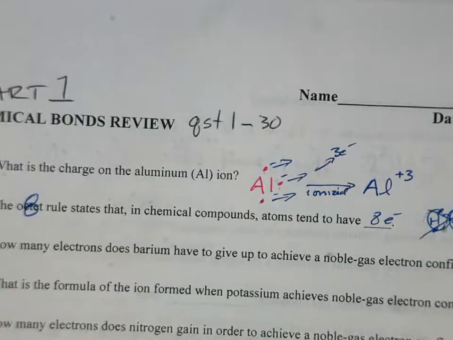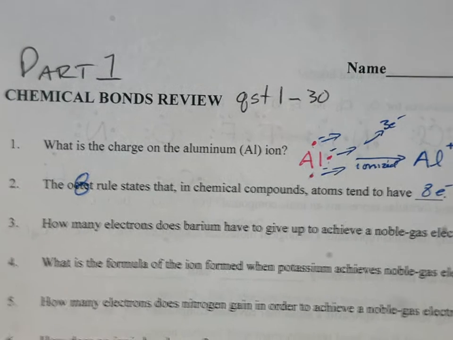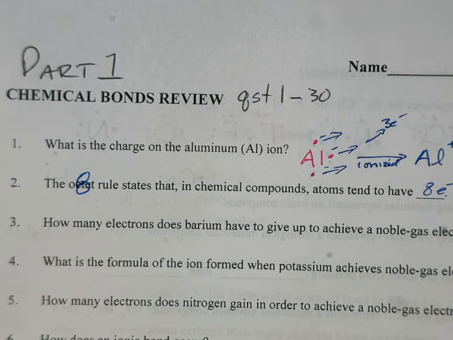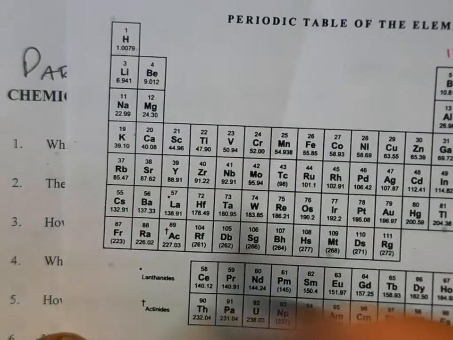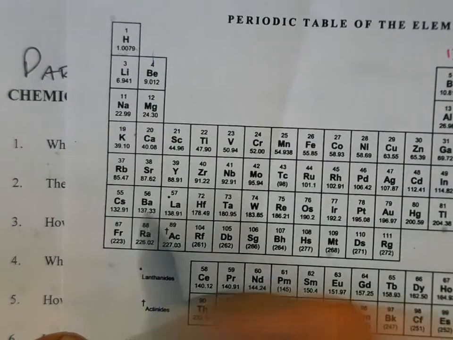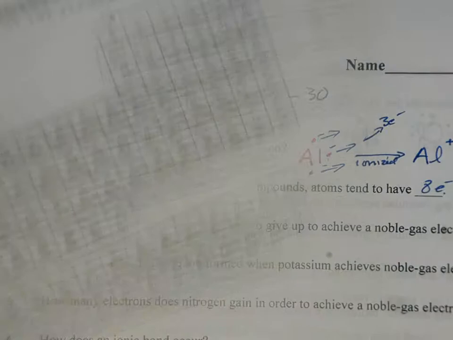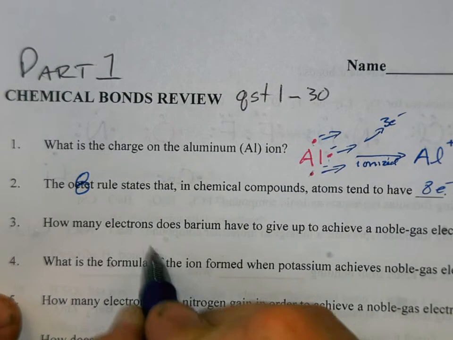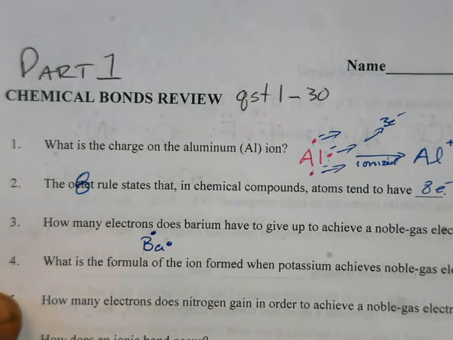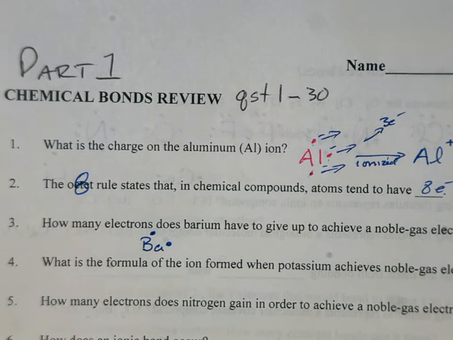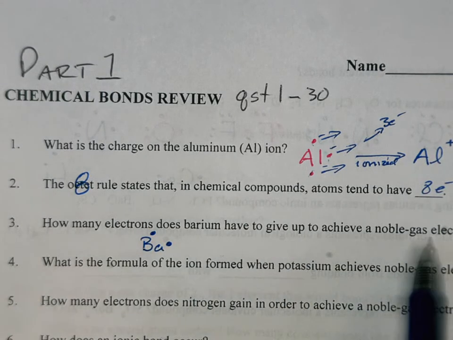So, number 3. How many electrons does barium lose? All right, first let's find barium. Oh, there it is right over here. It's in group 2, so barium is Ba. Here's barium, and I'm going to draw its Lewis structure because it has 2 valence electrons, being in group 2. How many electrons does it give up to achieve noble gas configuration?